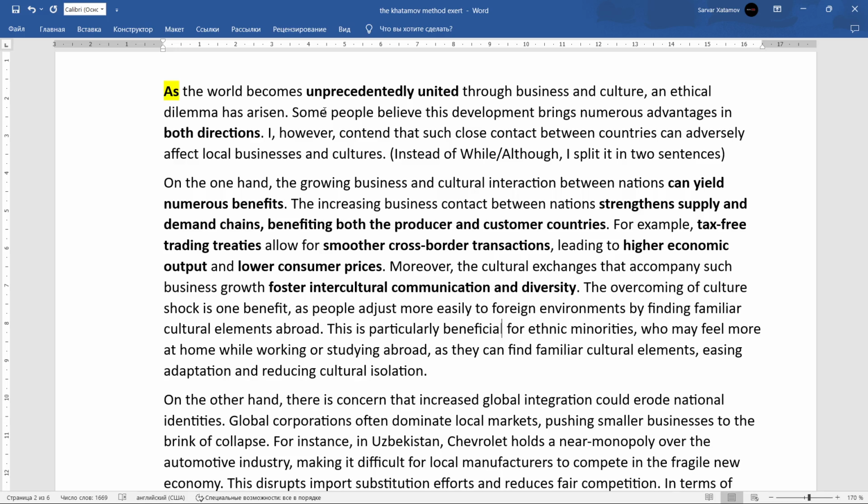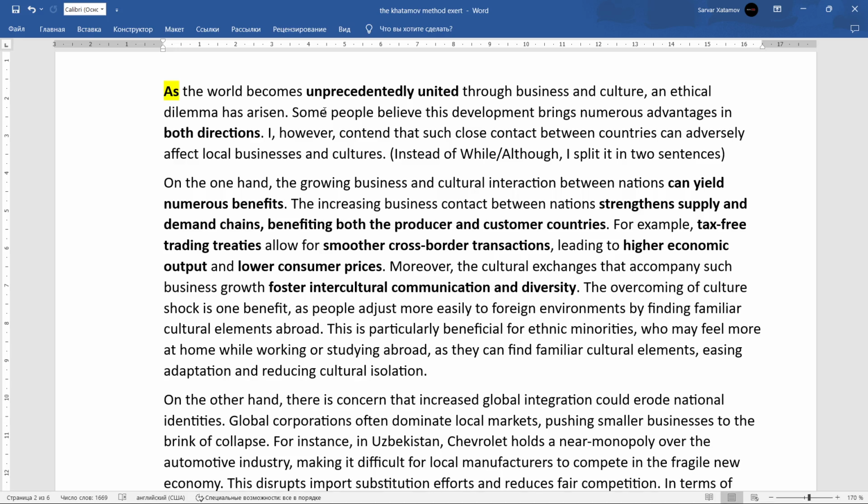This is particularly beneficial. I said benefit above, and this is beneficial. Now, this is something that really skillful writers do. Instead of looking for tons of synonyms, you just take one word and change the word form. This is how you play it safe and you make sure you don't run out of words.